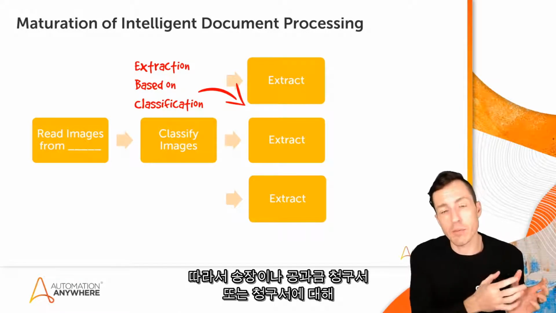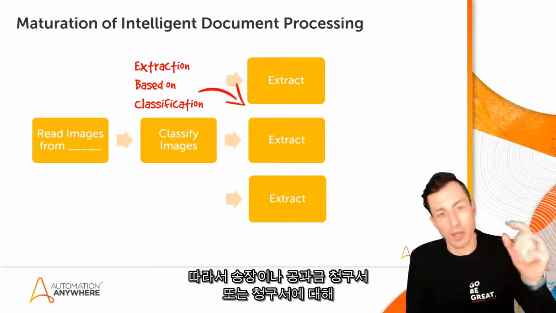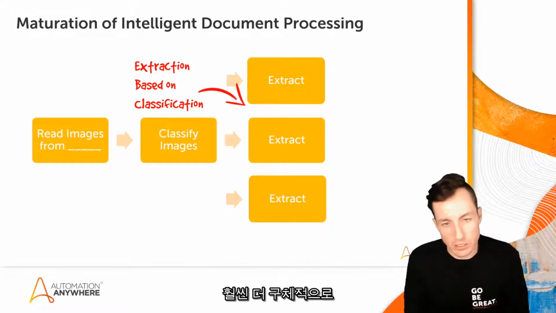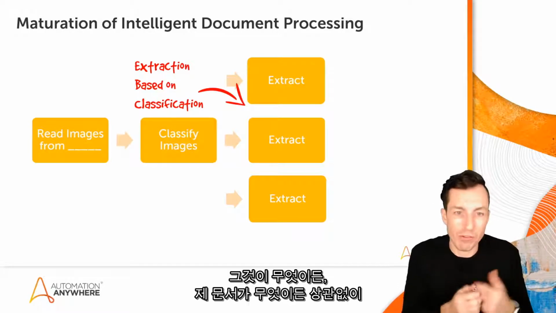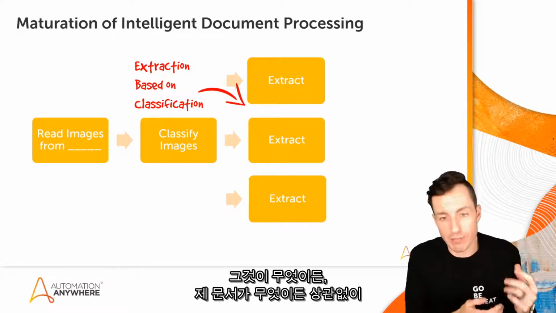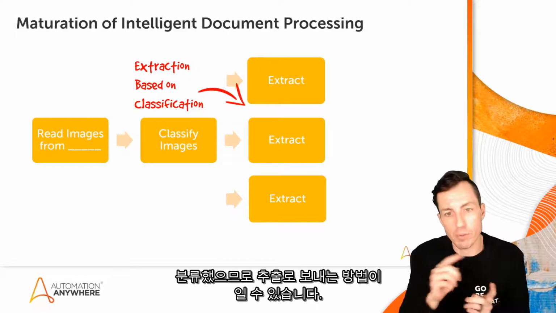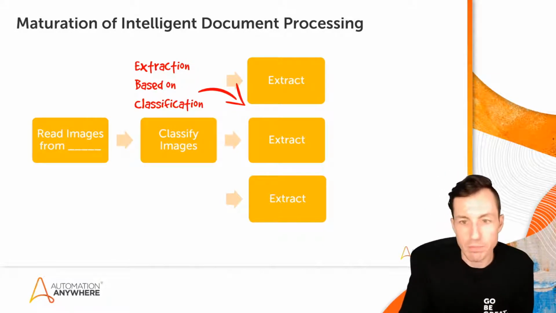So it allows me to be a lot more specific about like, oh, okay, that was an invoice. Oh, okay, that's a utility bill. Oh, okay, that's a bill of lading, right? Whatever my document is, however I've classified it, I can then be more intelligent about the way that I send that to extraction.